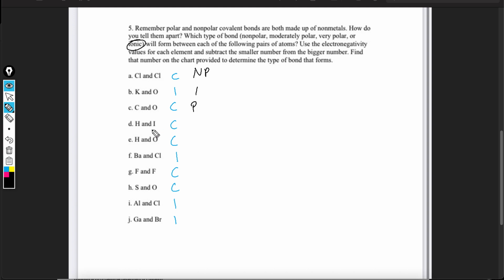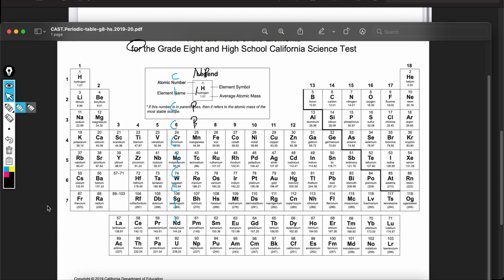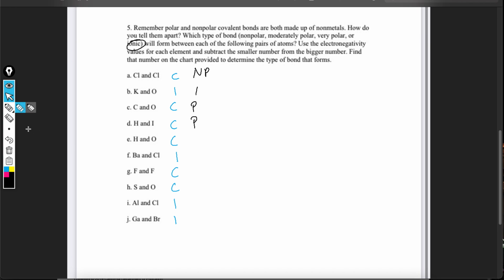Polar covalent. H and I. What do you guys think? I'm already going to tell you polar, but let's find out. We got iodine, way on the right. We got hydrogen. Who's going to pull who more? Right? One is pulling on the other. So this one is polar. What's the next one?